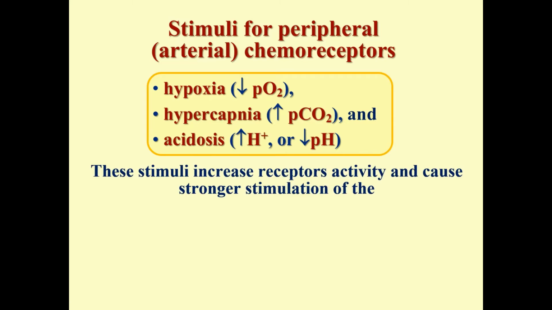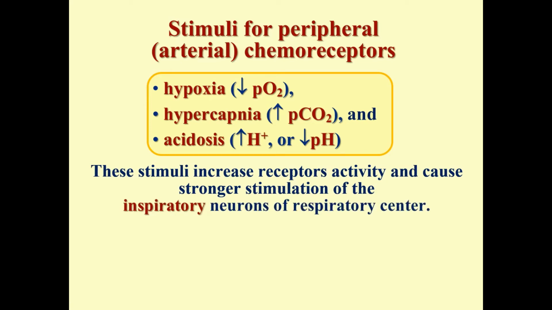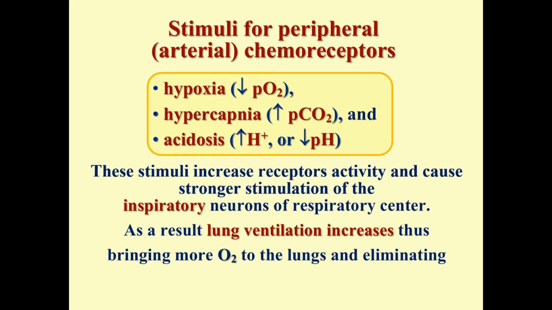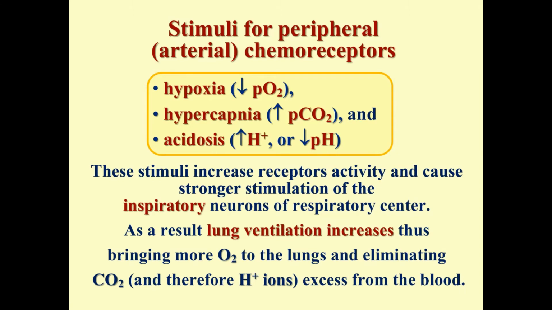All these stimuli, each separately and all together, produce activation of receptors. Their activity increases from normal level to a higher level, depending on the degree of hypoxia, hypercapnia, and acidosis. They all produce progressively stronger stimulation of inspiratory neurons in the respiratory center. As a result, lung ventilation increases, thus bringing more oxygen to the lungs and decreasing CO2 and therefore H+ ion level.